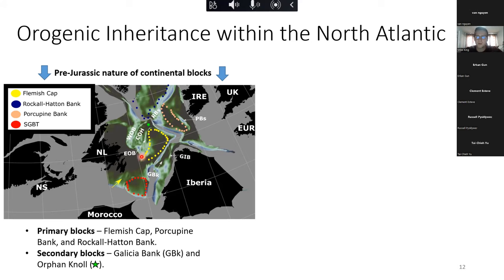So they're not actually included as model inputs. For example, the Galicia Bank, shown here, this relatively thicker area, is representative of a secondary block. We also have the Orphan Knoll, which is this green star area right here in the center of the Orphan Basin. These secondary blocks are largely forming due to the kinematics of the smaller continental blocks and larger plates that are around them.